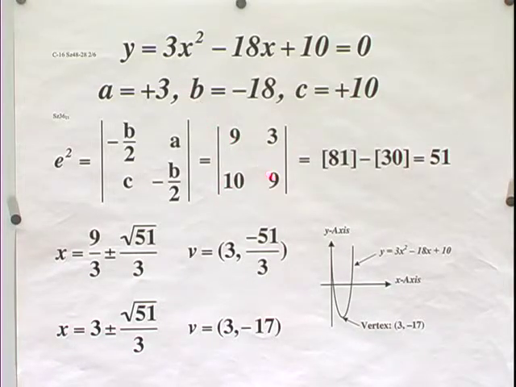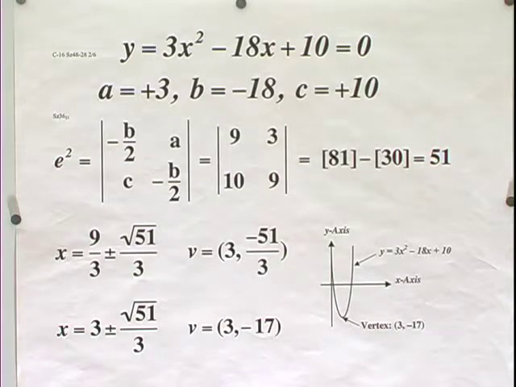So I multiply this diagonal, 9 times 9, I get 81. Then I must subtract the other cofactor, this one. 3 times 10 is 30. When I do this subtraction, I get 51. So the deviation that this equation has from a trinomial square is 51.